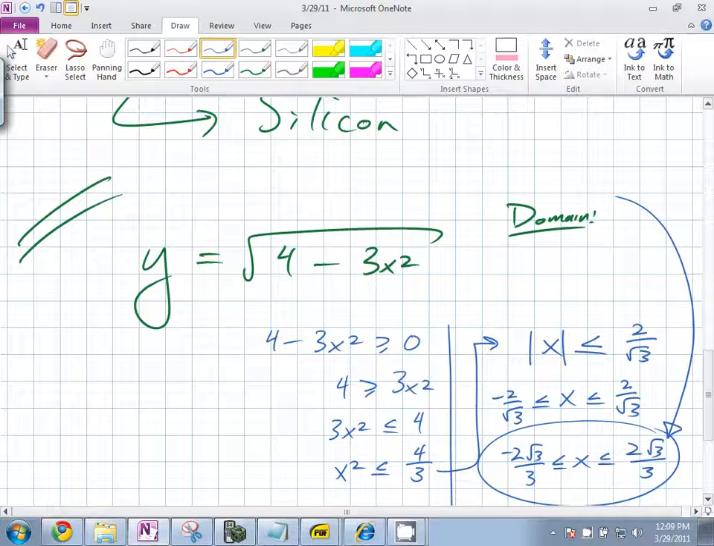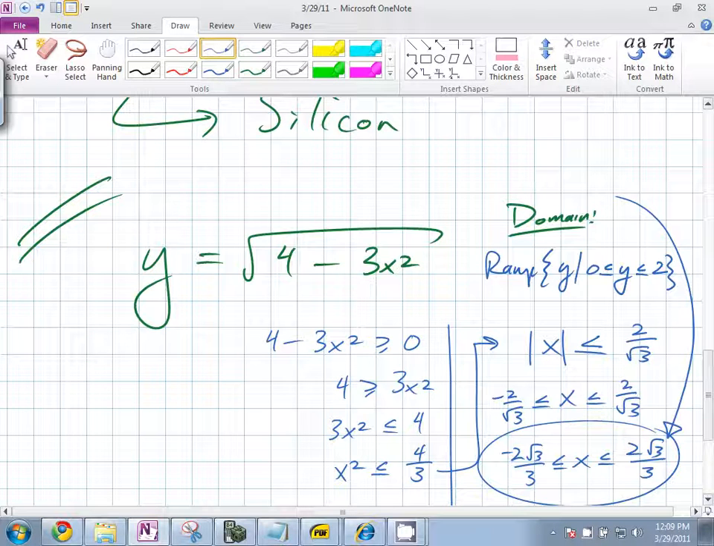What's the smallest you can make that? 0. What's the biggest you can make this? 4. What's the square root of 4? So the range here is actually what? y such that y is less than or equal to 2 and greater than or equal to 0. Absolutely. That's what they're asking you for.